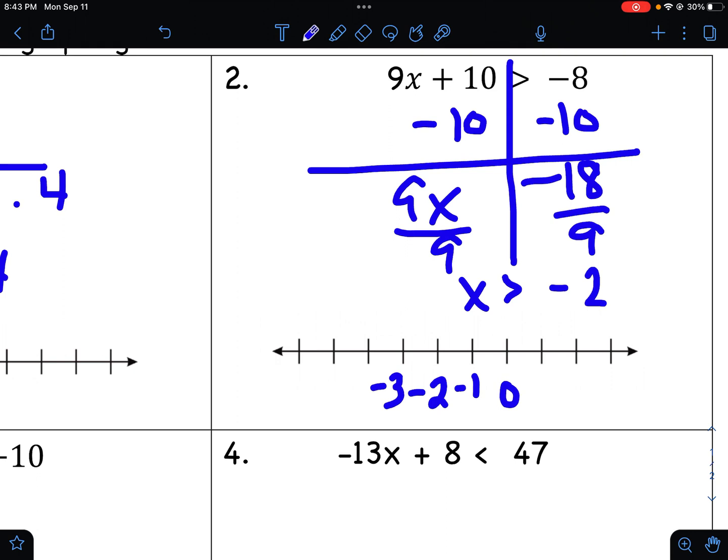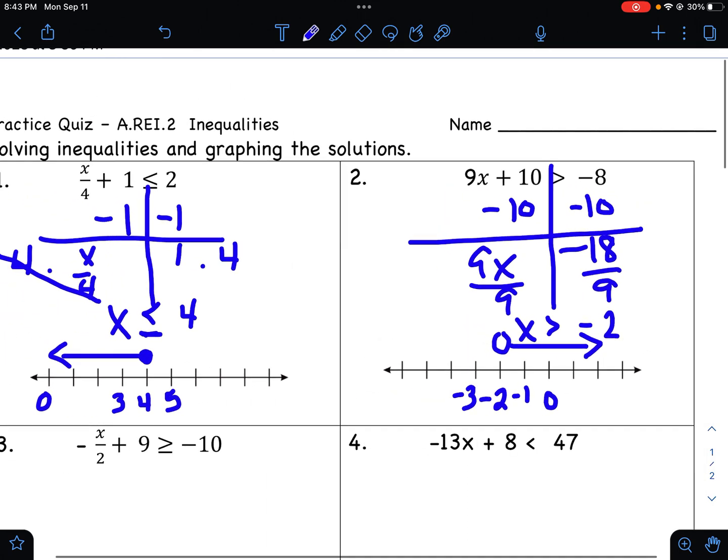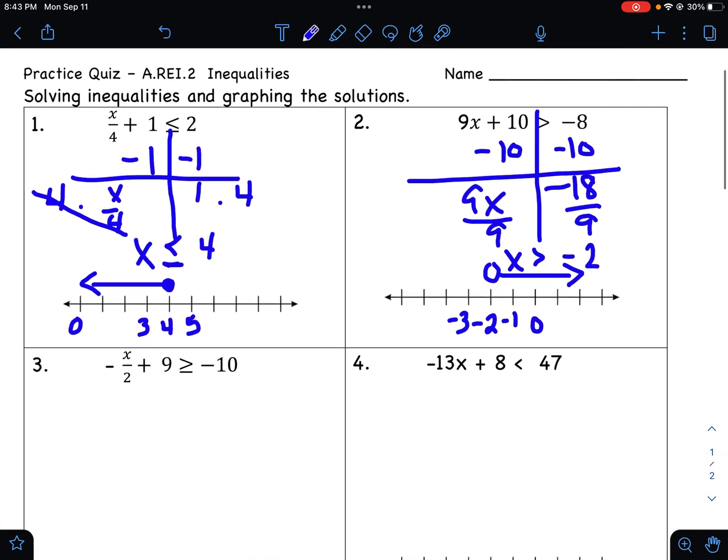This time there is not an equal to line, so it's going to be an open circle. And again, it's pointing to the greater than symbol, and so that will be on that side. So it would be going to the right. So that's how you're going to solve just a traditional inequality. Solve it like you would any equation, and then remember to determine open and closed circle and which direction your graph is going.